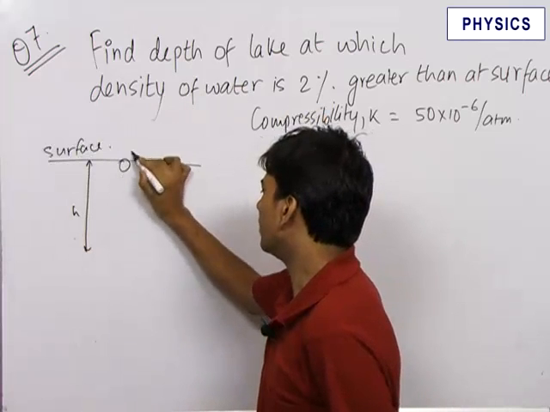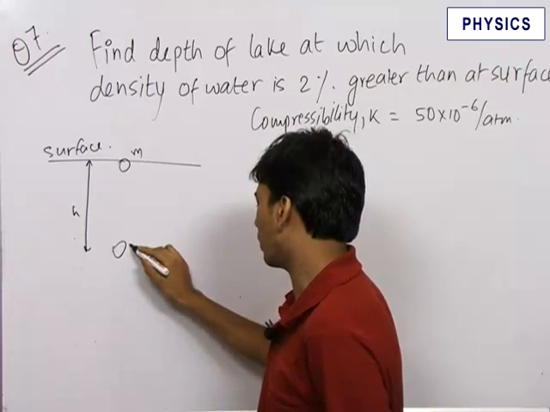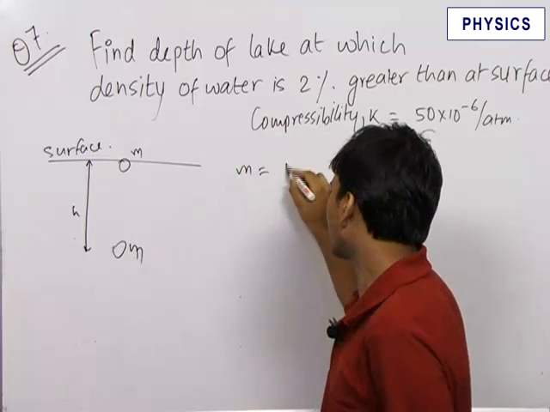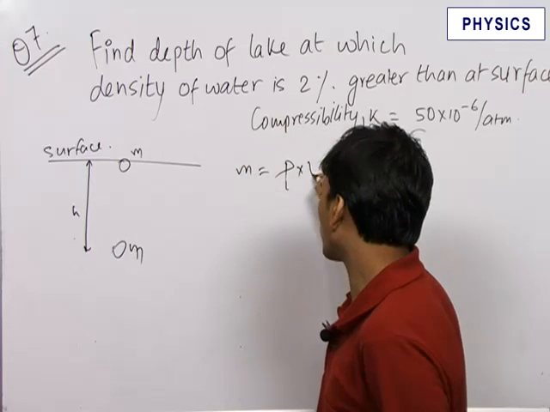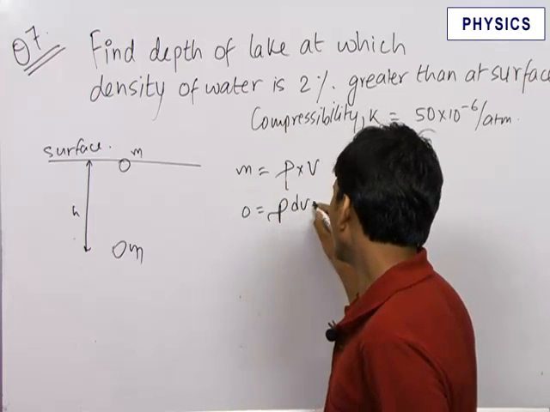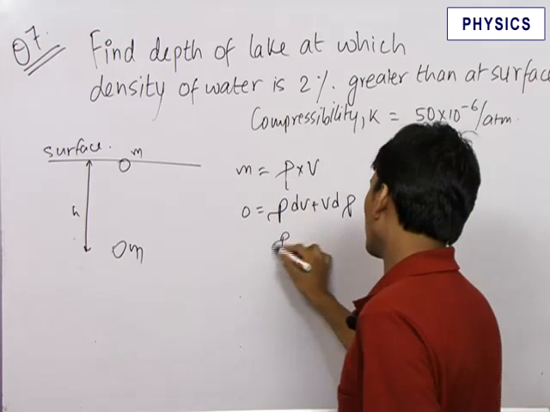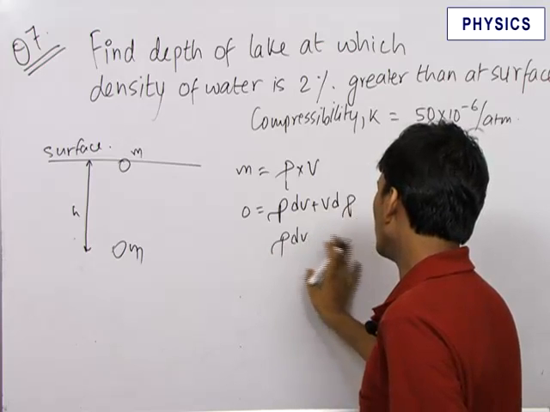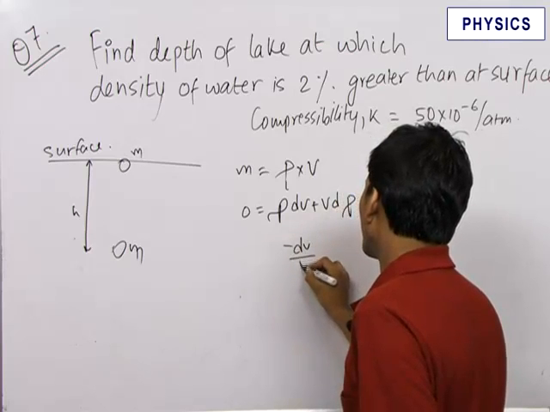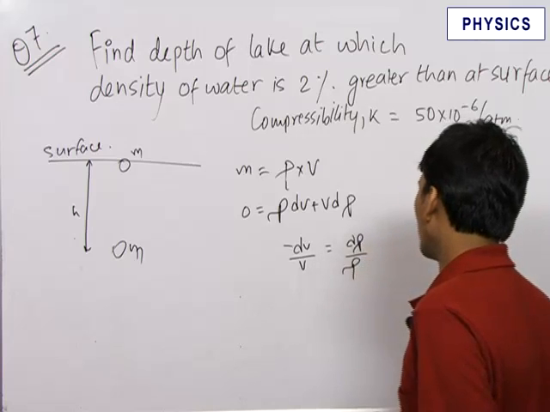Let us consider a ball of water of mass m here, and the same ball of water of mass m over here. Now this mass m is fixed, therefore it can be written as density into volume. We differentiate both sides to get 0 = rho dV + V d rho. Therefore rho dV + V d rho = 0, and from this we get -dV/V = d rho/rho.